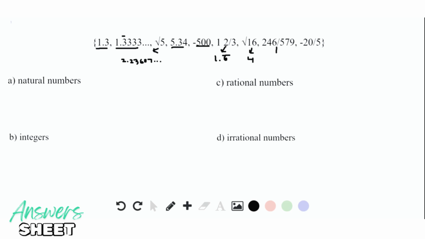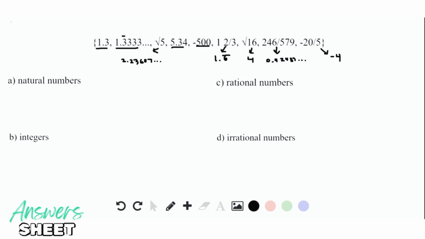246 divided by 579 is equal to 0.42487, continuing on with no repeating pattern. And negative 20 over 5 is equal to negative 4.